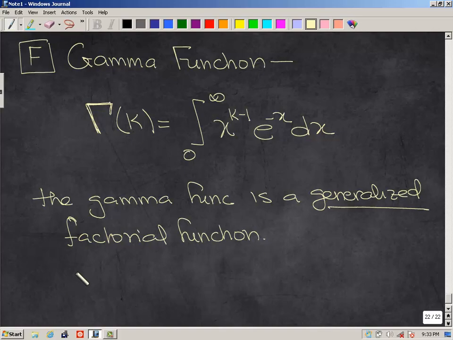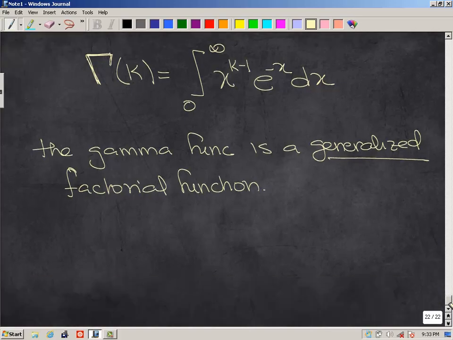That means it acts a lot like a factorial. Just a quick reminder of what a factorial is: if you have 5 factorial, we get what? 5 times 4 times 3 times 2 times 1. But you can only take factorials of positive integers. This has to be a positive integer.